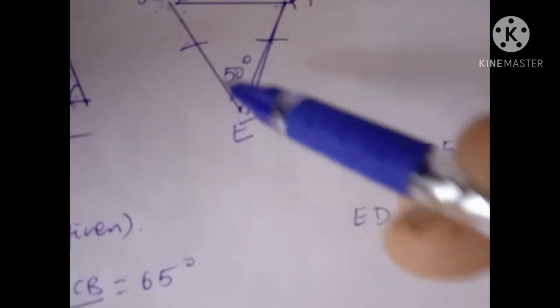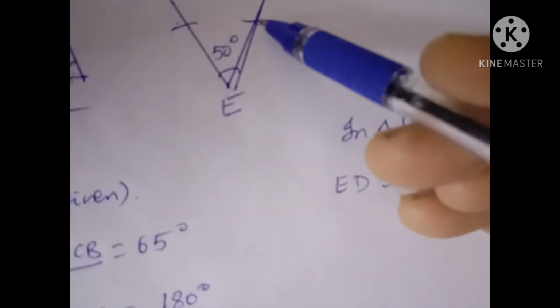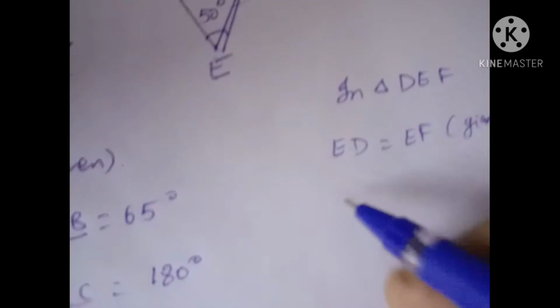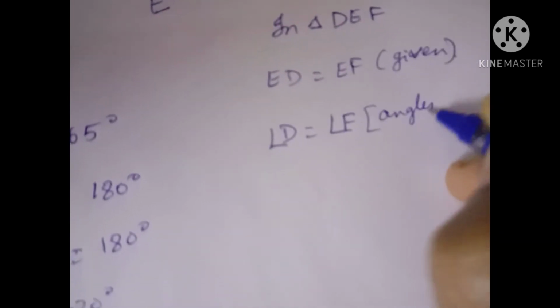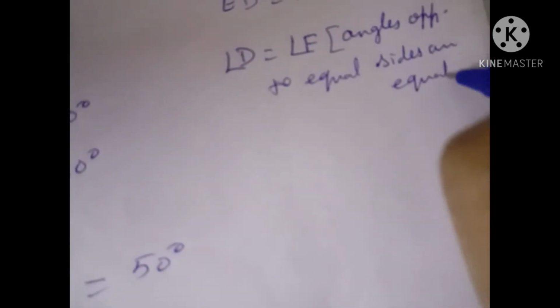In triangle EDF, side ED is equal to side EF, which is given in your figure. As the side ED is equal to EF, the angles opposite to equal sides are equal. Therefore, angle D is equal to angle F.